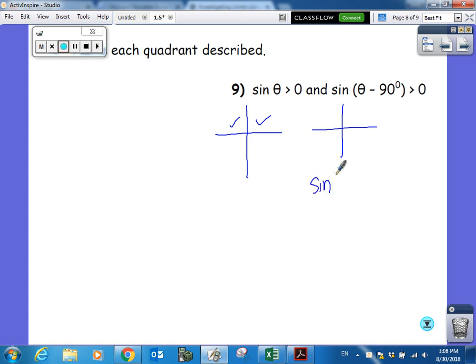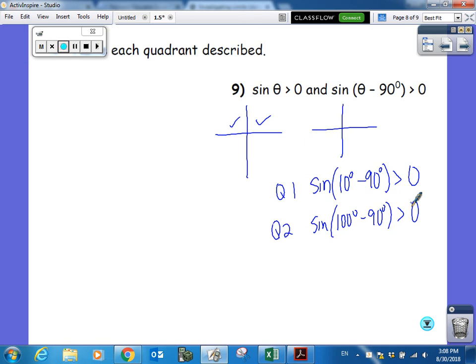So if I pick, let's say I pick 10 degrees, that's for quadrant 1. Quadrant 2, I pick 100 degrees. So whichever one I picked is going to be true. We don't even care about 3 and 4. We know it has to be 1 or 2. So sine of negative 80. Here's 0. Negative 80 comes down here. Is sine positive down here? So that means when I pick 10, it did not work.